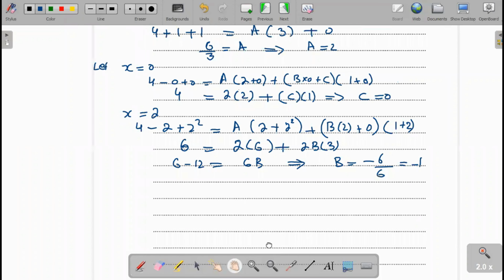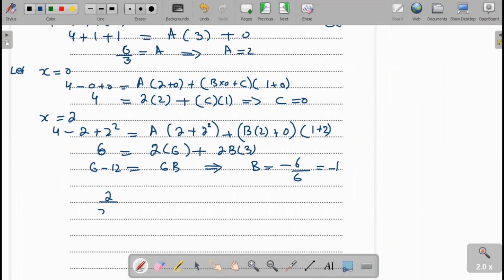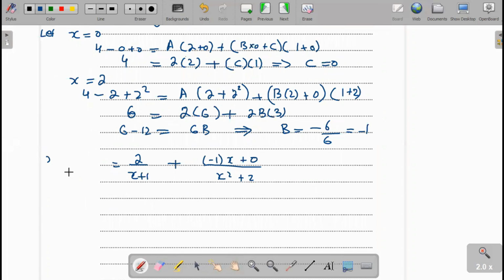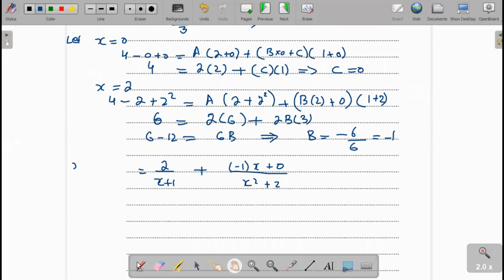Now the partial fraction, you see here this is the fraction, and we can write it as 2 over x plus 1 minus b is minus 1, minus 1x plus c 0 over x square plus 2. And this is the partial fraction you have. Now you see here the fraction was 4 minus x plus x square over x plus 1 into 2 plus x square, and this is the answer, 2 over x plus 1 minus x over x square plus 2.